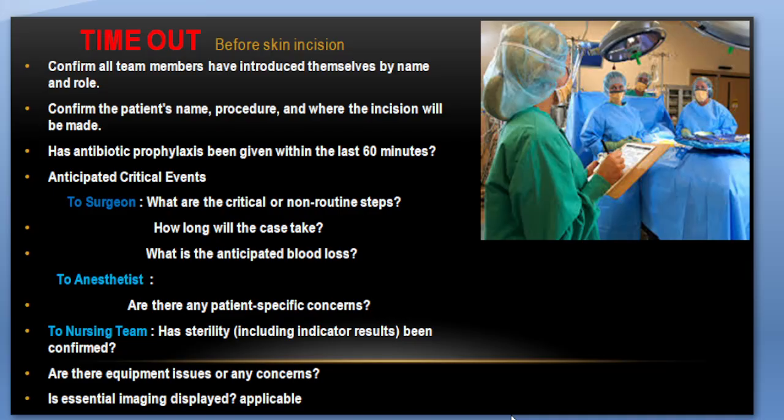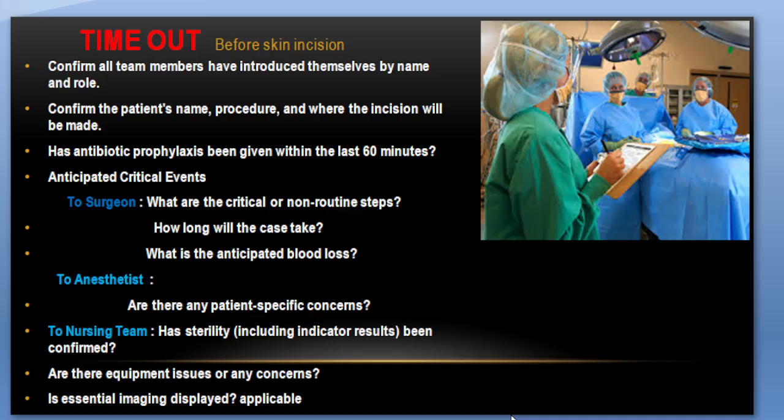Before making an incision, we have to ask whether there are any equipment problems or issues, and they have to report it. Then the last thing in this timeout is whether essential imaging is displayed or not. If it's applicable, we have to say it's applicable, or if it's not applicable, we have to say it's not applicable. What do you mean by essential imaging being displayed or not?